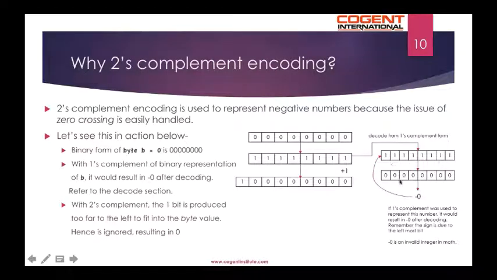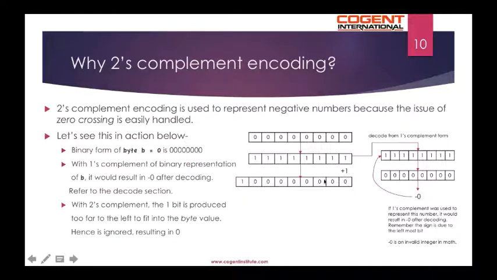So in this case, this would result in a positive 0 represented in ones complement, and then converted back into the original value would result in minus 0. Minus 0 is an invalid integer in math. Hence, if we use 2's complement, it avoids this zero crossing issue. Let's consider this again, starting with the binary representation of 0, which is all zeros. Then we take the ones complement, which will result in all ones. Then 2's complement is achieved by adding 1 to the ones complement, which will result in all zeros followed by 1. And since this is a byte, this 1 is of no significance.